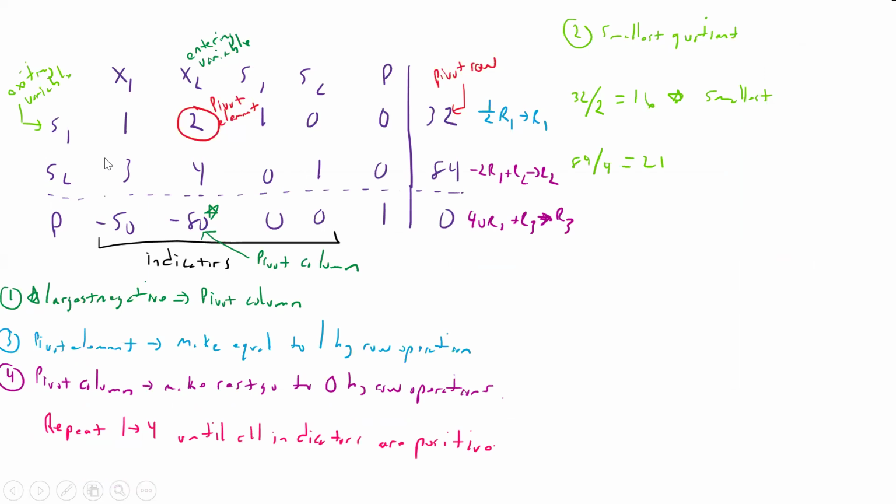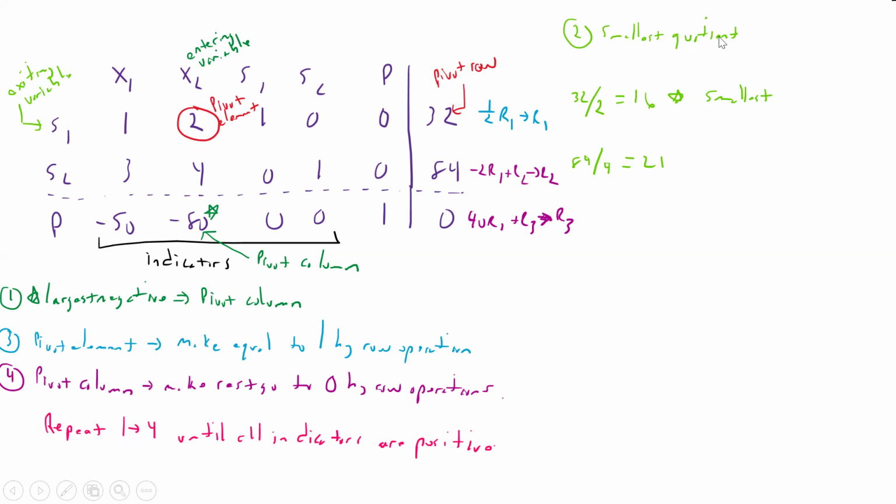And then the first step is you look for the largest negative number in the indicators. Well, these are the indicators. The largest negative is negative 80. And so we know that this is going to be our pivoting column. That means we're going to be entering the variable x2.